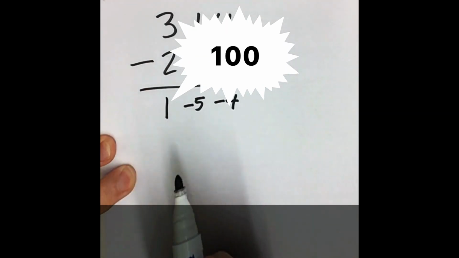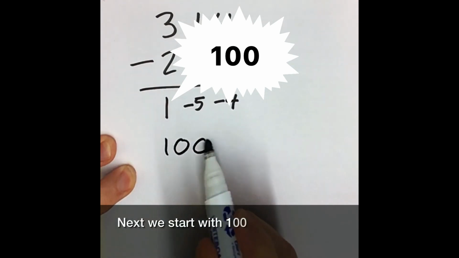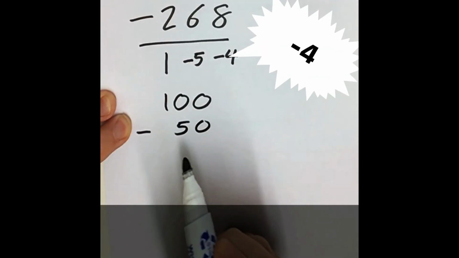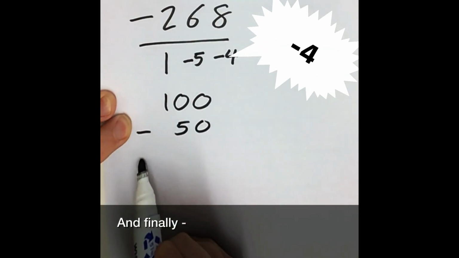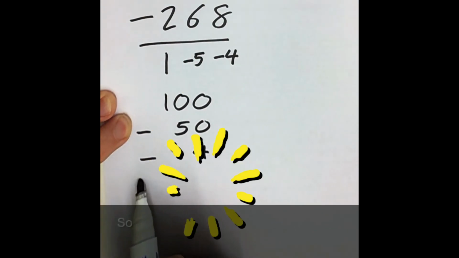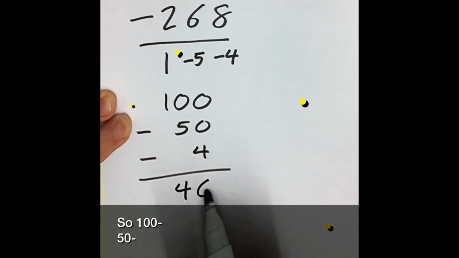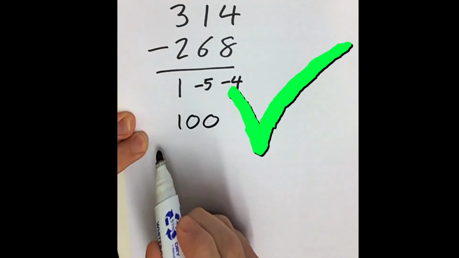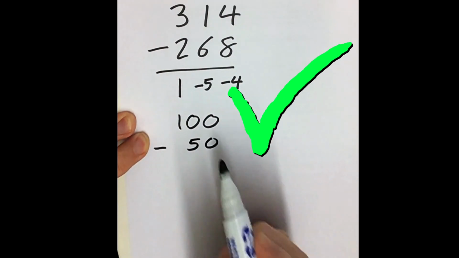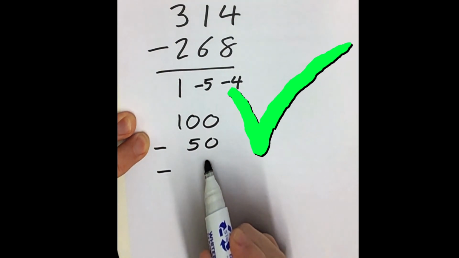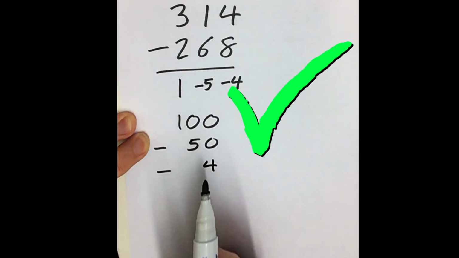Next, we start with 100. Take away 50 from the 10s, and finally minus 4 or take away 4 from the 1s. So 100 minus 50 minus 4 gives us our final answer of 46. I believe this is a much better way of teaching subtraction, as it promotes understanding and not just using an algorithm to get to an answer.